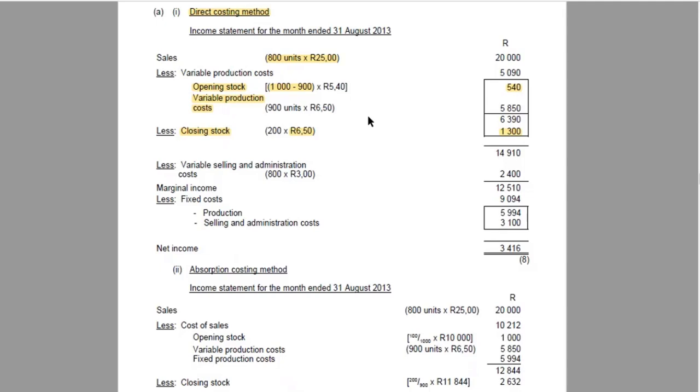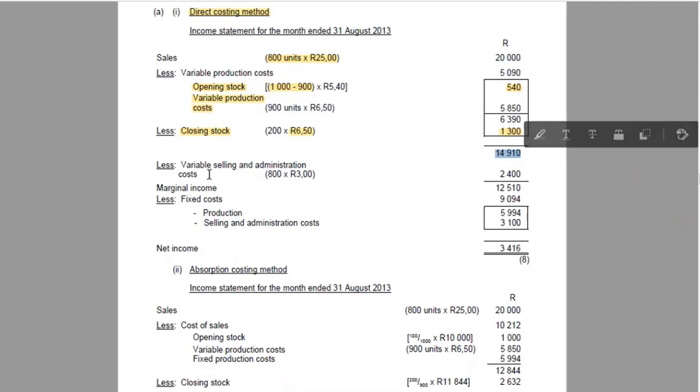So you guys see the difference in how you calculate your closing stock for direct costing method, because you'll see under absorption costing it is a different story. But let's move on. So it's straight, it's variable. There you go. Then now you have your costs there, your variable production costs. It's 5.09, which is the 6.3 minus the 1.3. You get your 5. So 20 minus 5. Now you have this amount.